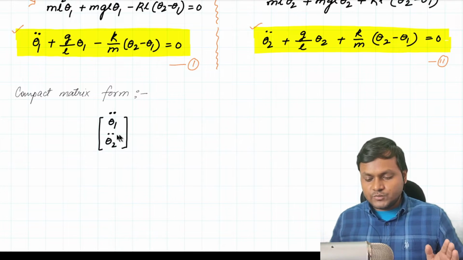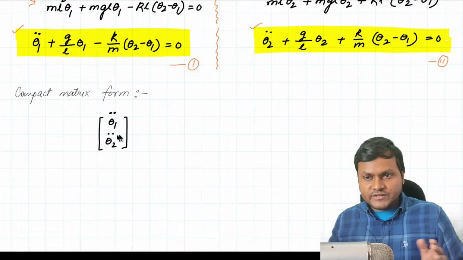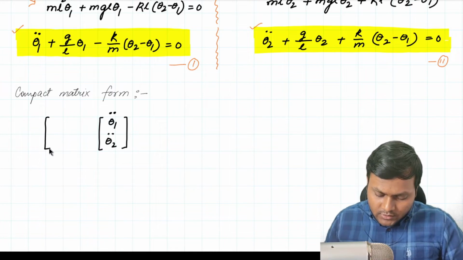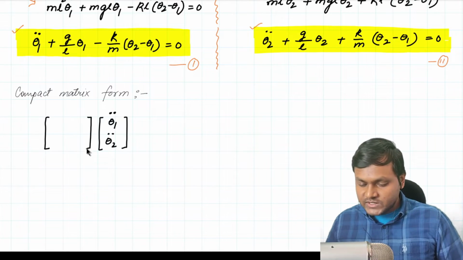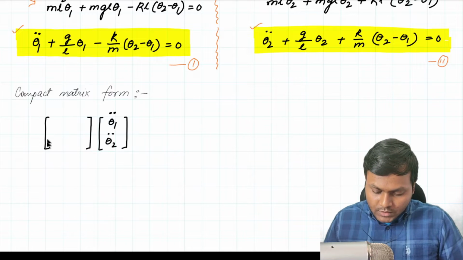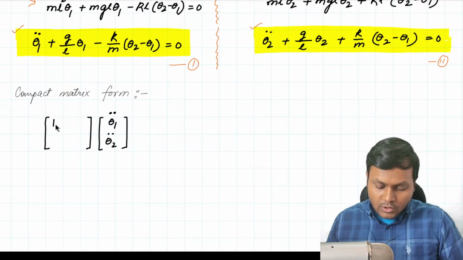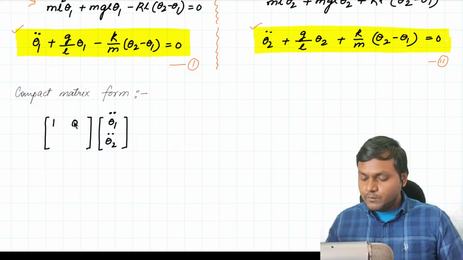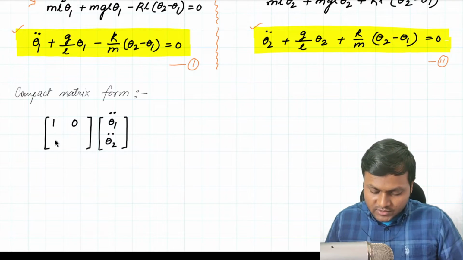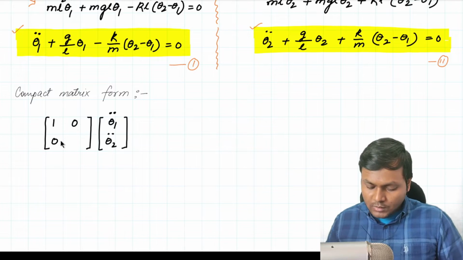Okay, the first row will correspond to the first equation, second row will correspond to the second equation. Then what are the coefficients attached to theta1 double dot and theta2 double dot in both these two equations respectively? Well, in equation number 1, the coefficient of theta1 double dot is 1 and the coefficient of theta2 double dot is 0. In equation number 2, the coefficient of theta1 double dot is 0 and the coefficient of theta2 double dot is 1.